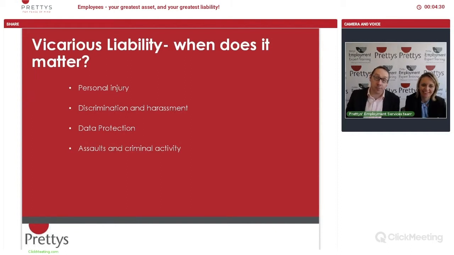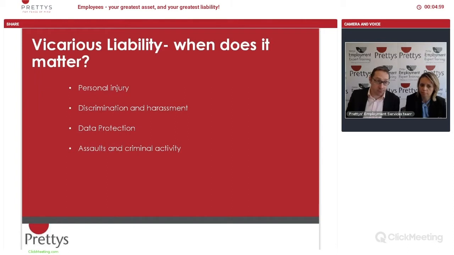So first of all, the classic one is personal injury, when the employer is responsible for the wrongful act of an employee that has led to an injury. So if an employee has not properly secured a manhole cover and a member of the public falls into it, then the employer is going to be liable. That's the classic example. Secondly, discrimination and harassment.